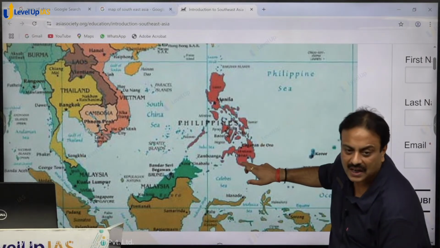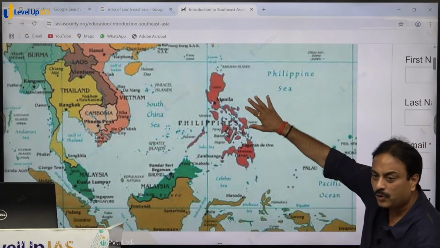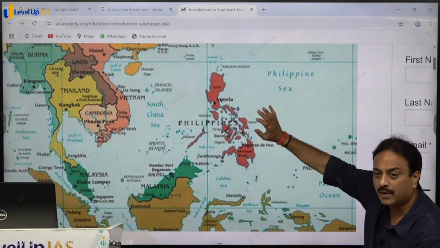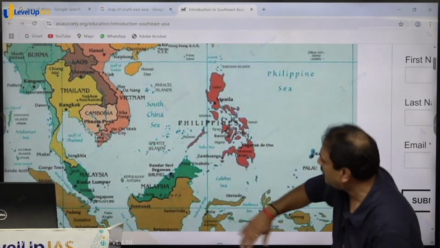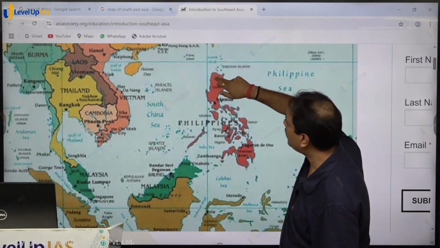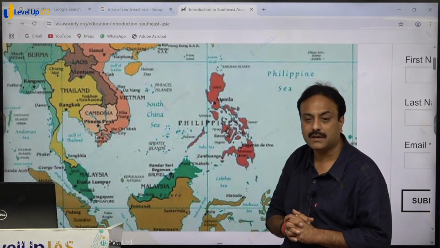Here you are having the island Mindanao. Mindanao is having the place Davao. Mount Pinatubo, Mount Taal. These are important volcanic peaks present in Philippines. In the north of Philippines, here you are having it is separated from Taiwan by Bashi Channel or Luzon Strait.